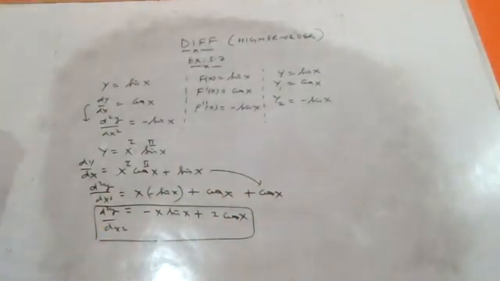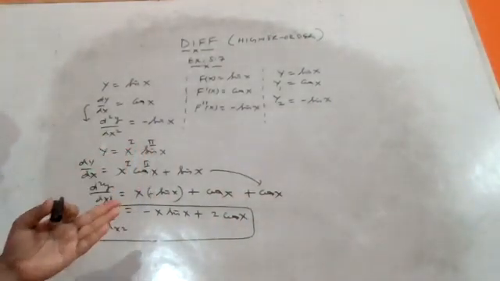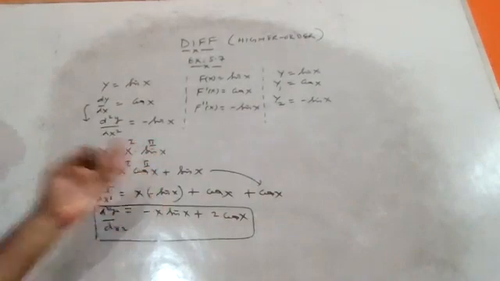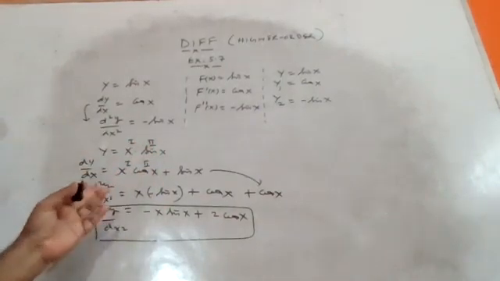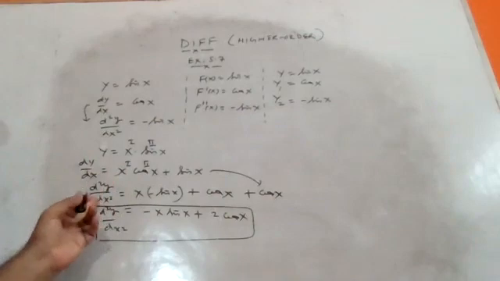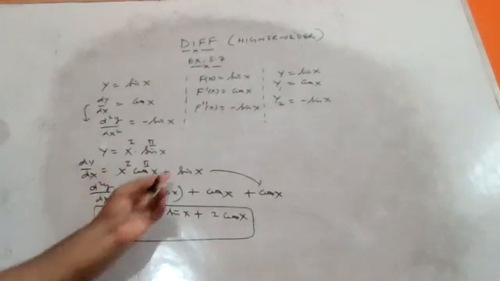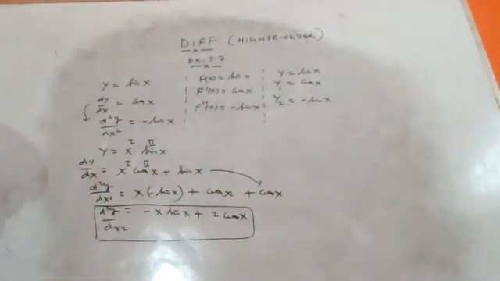Here, the question was x sin x, find second order. First use the product rule, get this result. Again differentiation on both sides, so write d2y upon dx square, product rule and sin x differentiation is cos x.